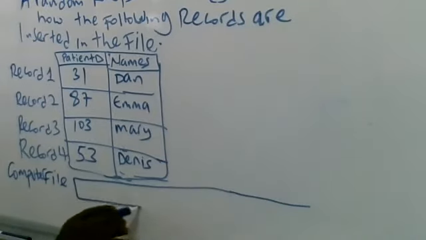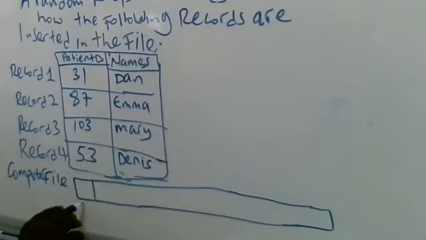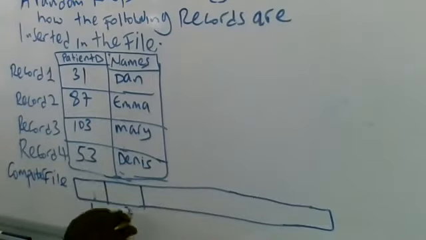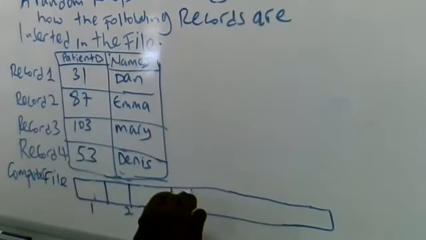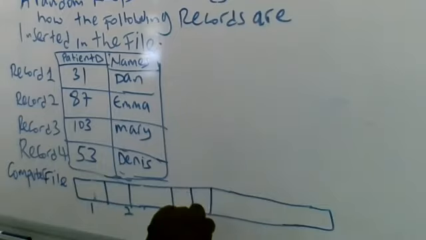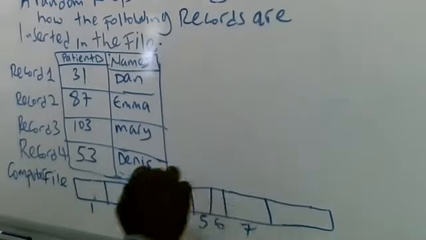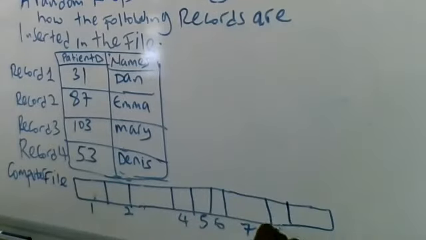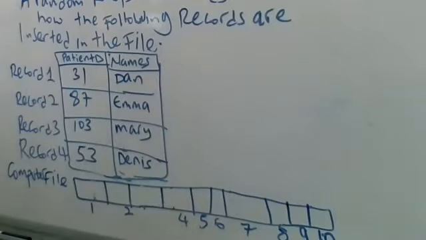So here, if the file keeps 10 values, it means we shall have a file like that. So we shall have position 1, keeping the first value, position 2, keeping another value, position 3, I'll have 4, I'll have 5, I'll have 6, I'll have position 7, I'll have position 8, I'll have position 9, and I'll have position 10. So the file has got 10 positions.